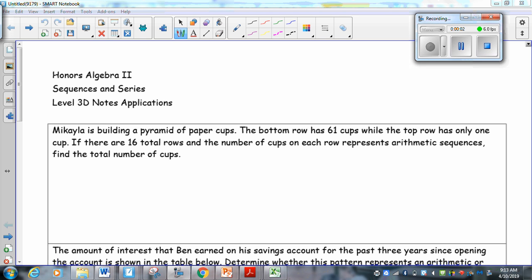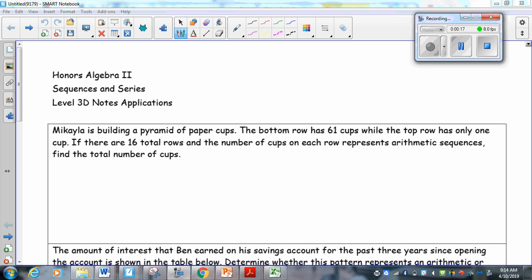All right, this is Sequences and Series Level 3D Notes, applications. With these notes, the hardest part is just deciding if it's arithmetic or geometric, so you know which formula to use. So Michaela's building a pyramid of paper cups.